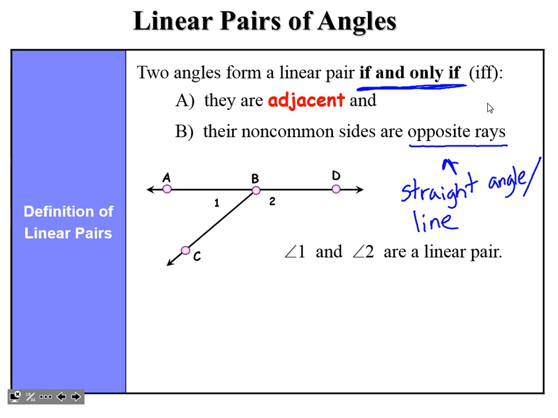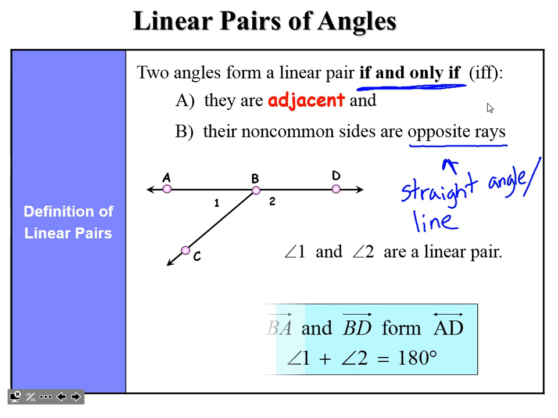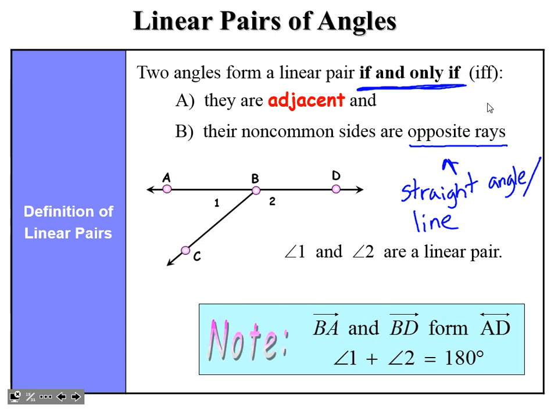So when we look at this, we understand that ray BA, right here, and ray BD form line AD. When we put those two angles together, they made a line, and it ends up being 180. All right? Make sense?